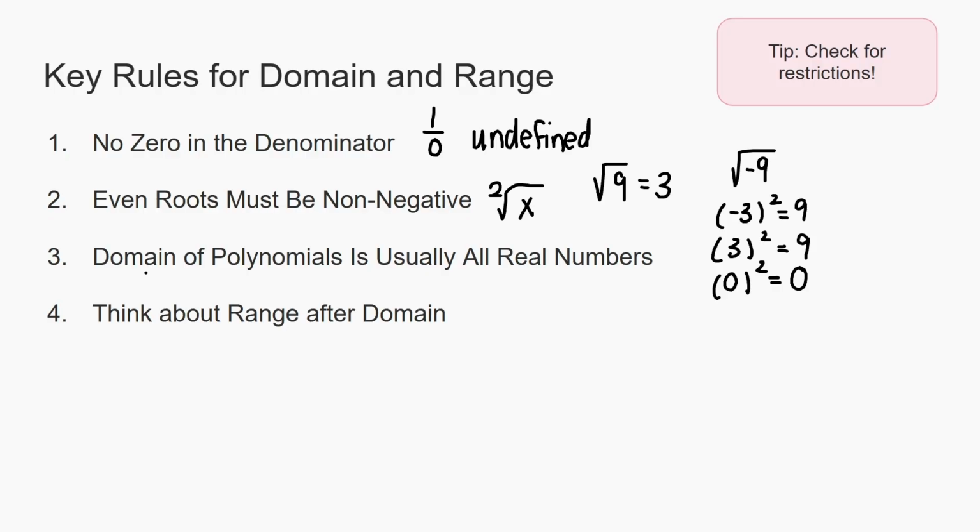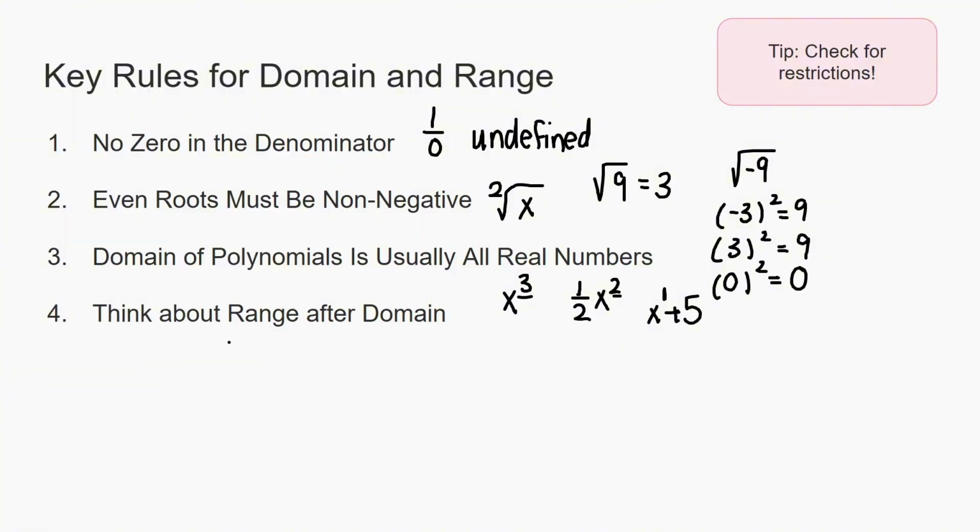Third, the domain of polynomials is usually all real numbers. A polynomial is a math expression that's made up of variables and coefficients. And what's important is that the exponent has to be a non-negative integral power. So some examples of polynomials are x cubed, 1/2 x squared, x plus 5, and so on. And 3, 2, and 1 here are all non-negative integral powers.